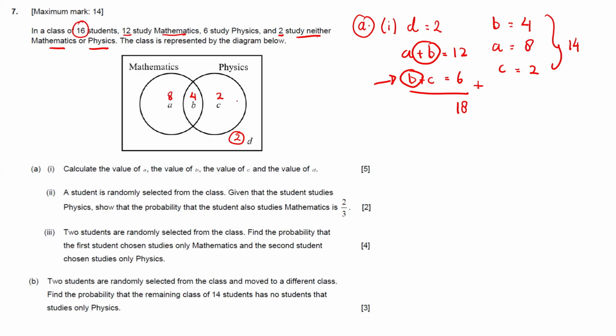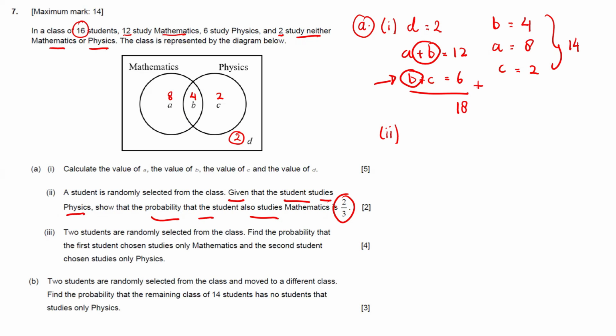Okay, now next question, question II. A student is randomly selected from the class. Given that the student studies physics, now this is what we call conditional probability. Given that the student studies physics, show that the probability that the student also studies mathematics is 2 out of 3. Now you can go with the formula if you want. But here's the logic behind this question here.